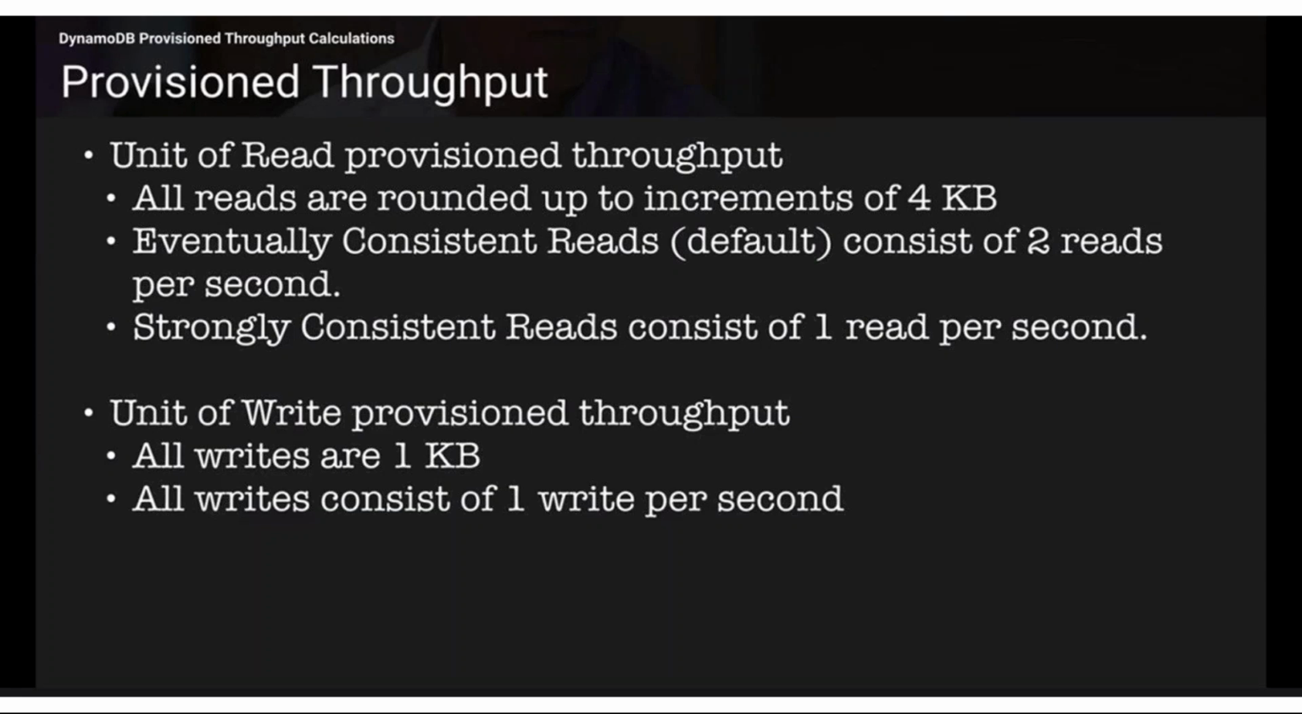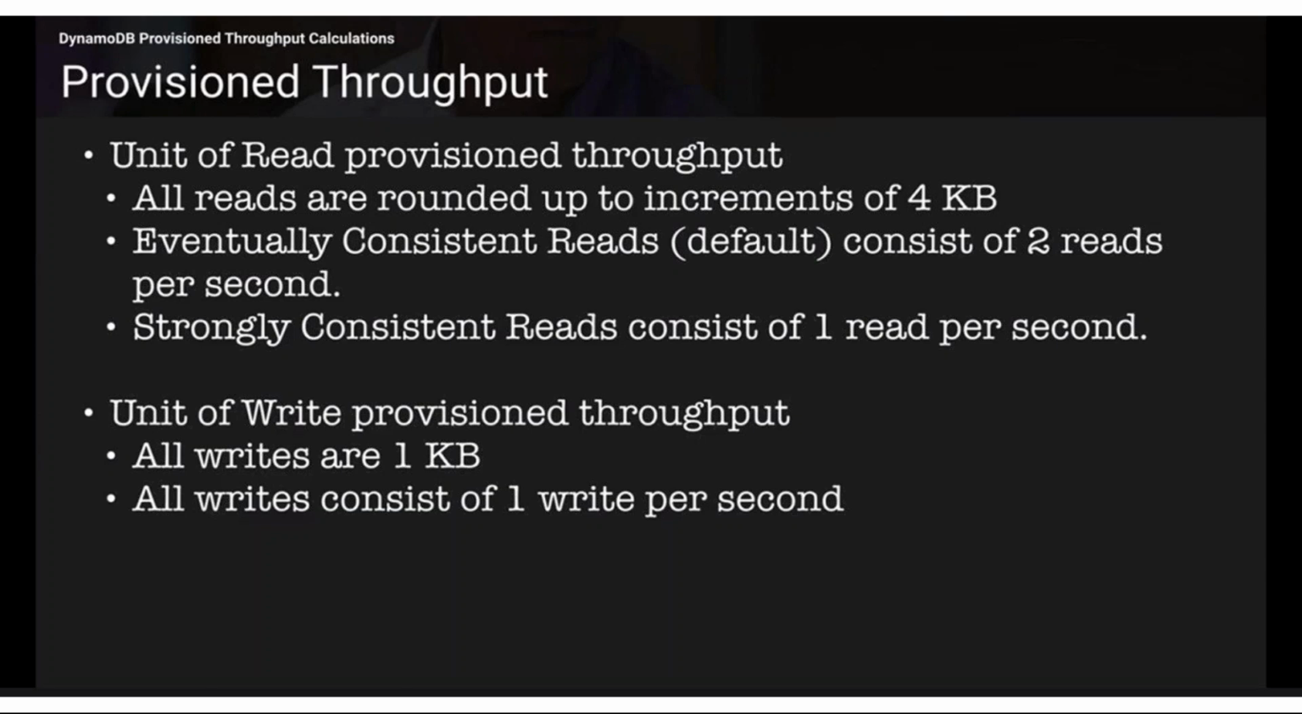for my real-time case? So here are the two units, the read provisioned throughput and the write provisioned throughput, or you can call them read capacity unit and write capacity unit. Whenever we are talking about reads, all reads are basically rounded up to increments of 4 KB. These are the thumb rules that we need to follow for the calculations.